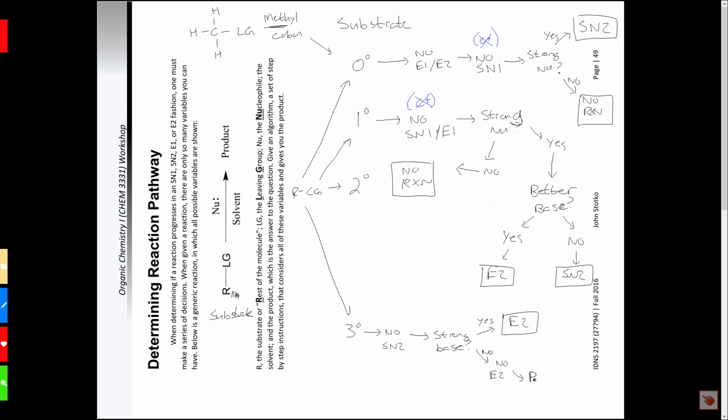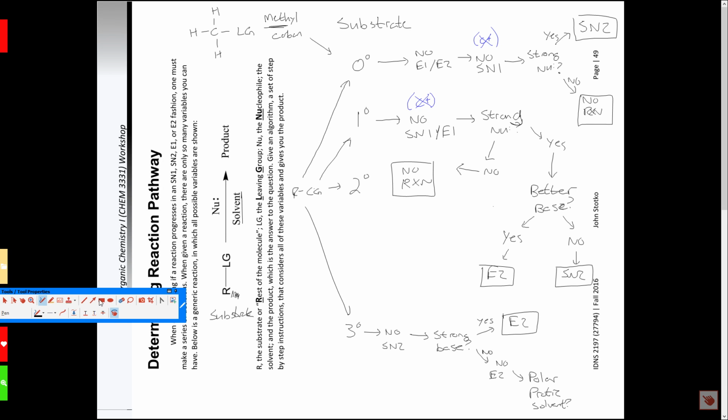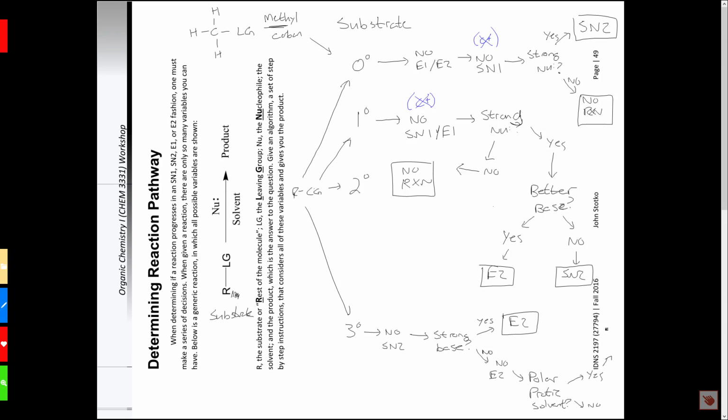And here we have to ask, do we have a polar protic solvent? In the cases where it's not mentioned, a lot of times we just don't specify the solvent. In that case, just assume that it is accommodating appropriately. So yes, we can have two answers, yes and no. If it's yes, then we can have SN1E1.